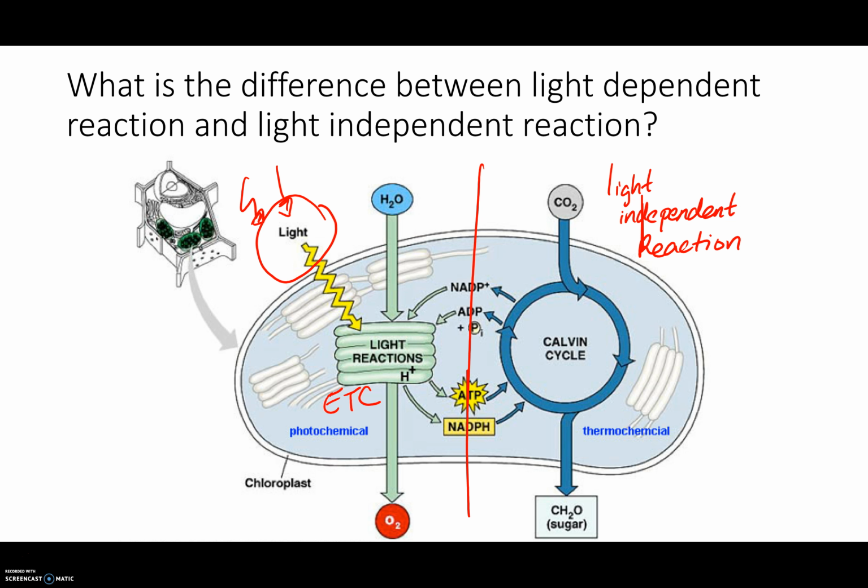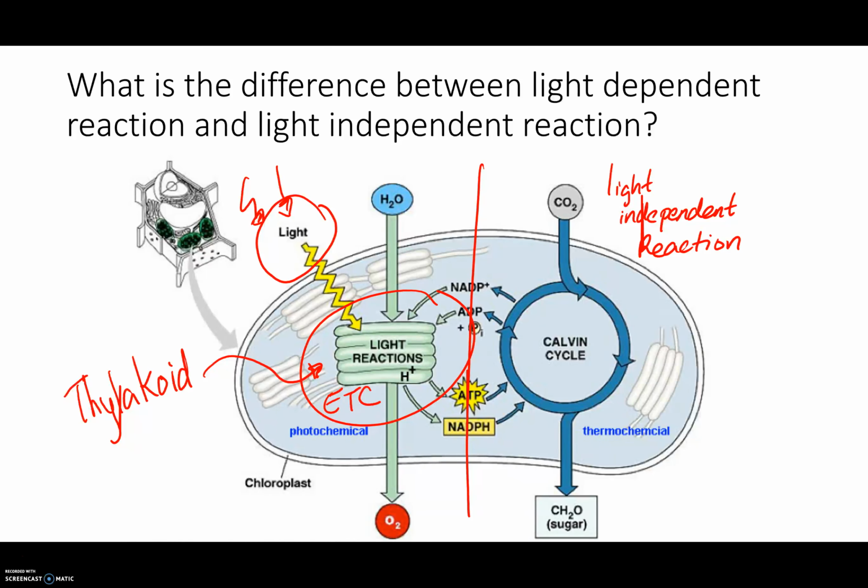Location, you need to know where it happens. Light-dependent reactions happen at the thylakoid. You know this stack structure that looks like choco pies on top of each other, right? Each of these structures is a thylakoid.